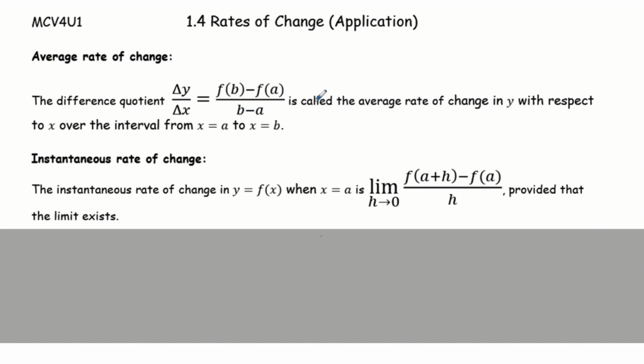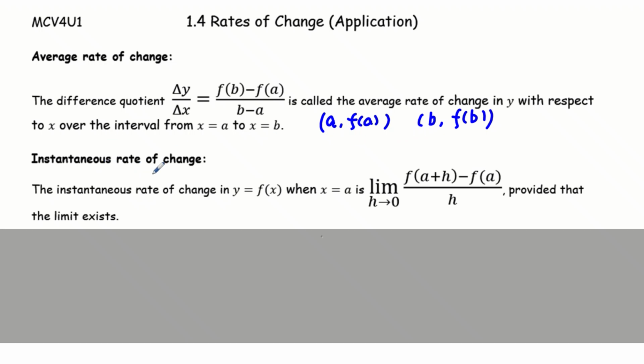So the 2 points: one has input a and output f at a. And another point has input b, and the output is f at b, for the function f at x. So the y difference divided by the x difference, we call it the average rate of change.